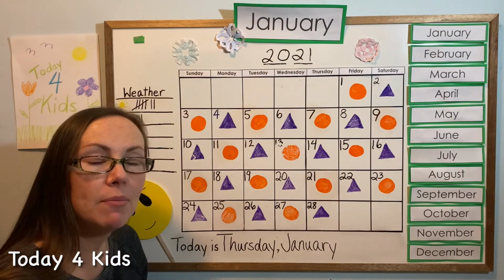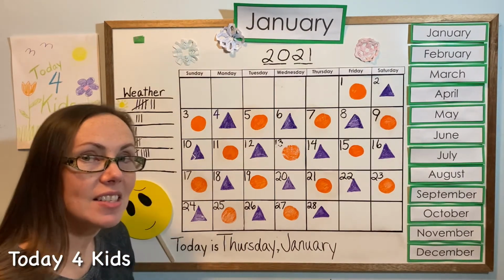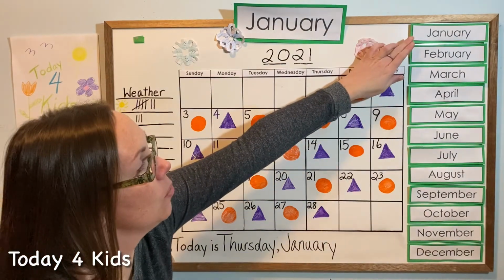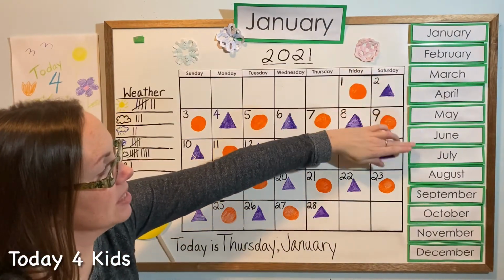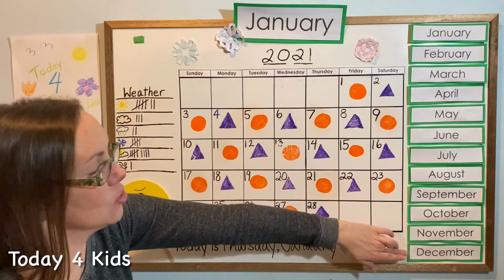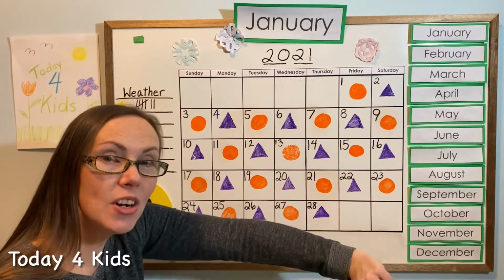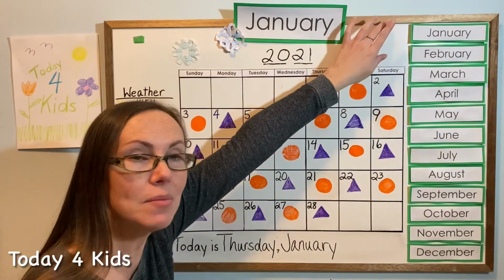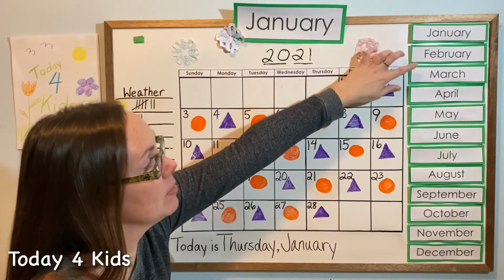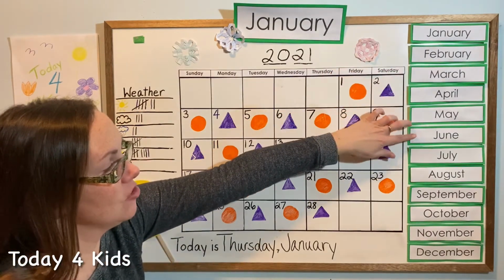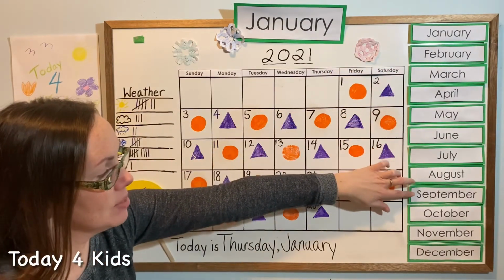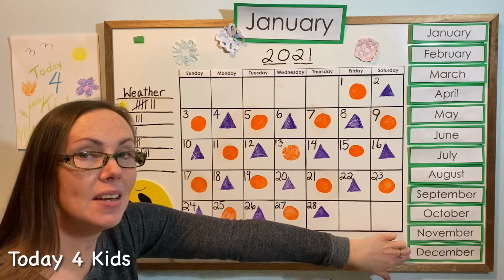Do you remember how many months there are in the year? Let's count and see if you're correct. 1, 2, 3, 4, 5, 6, 7, 8, 9, 10, 11, 12. Good job. And what are the names? Do you remember? Let's say them together. January, February, March, April, May, June, July, August, September, October, November, December.